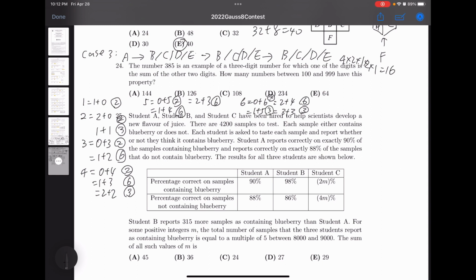And for 7, we also have 0 plus 7, equals 1 plus 6, equals 2 plus 5, equals 3 plus 4. This would give us 2 options, 6 options, 6 options, 6 options. And for 8, it has 0 plus 8, 2 options, 1 plus 7, 6 options, 2 plus 6, 6 options, 3 plus 5, 6 options, 4 plus 4, 3 options.